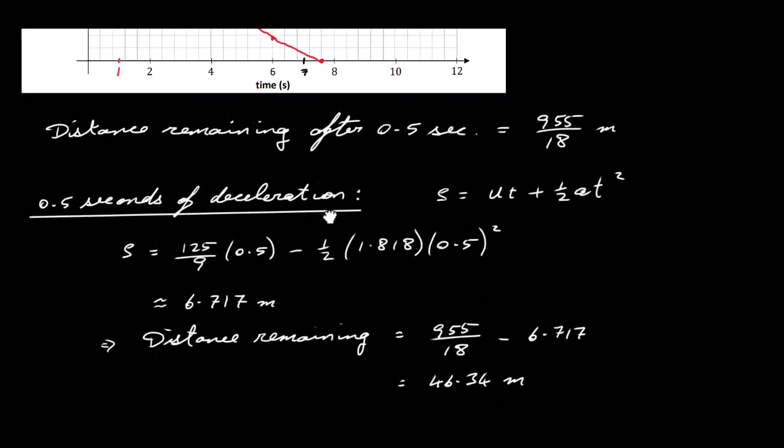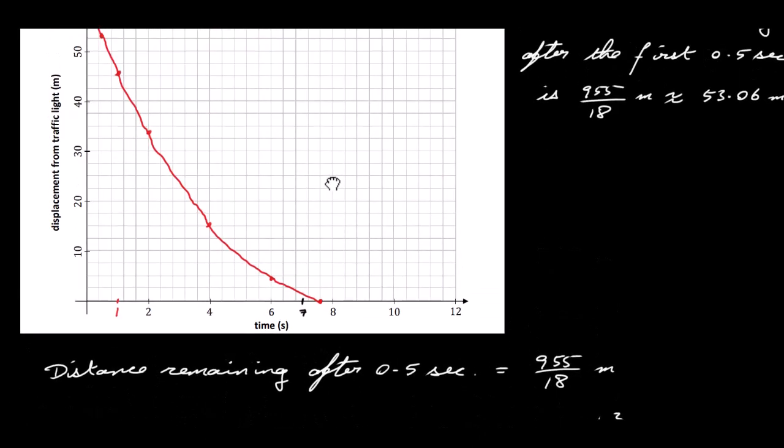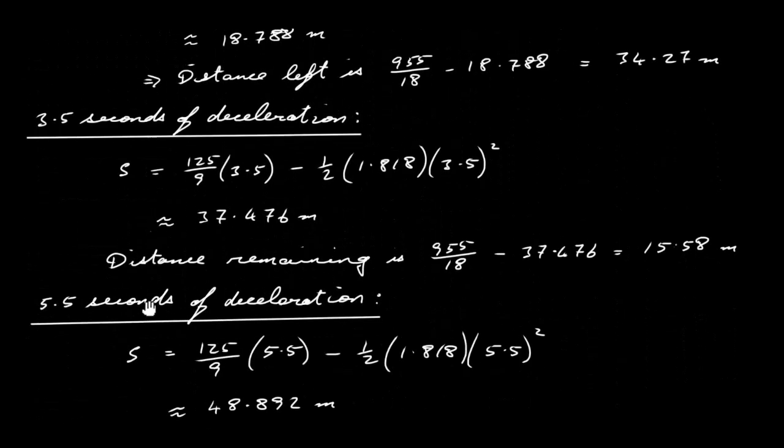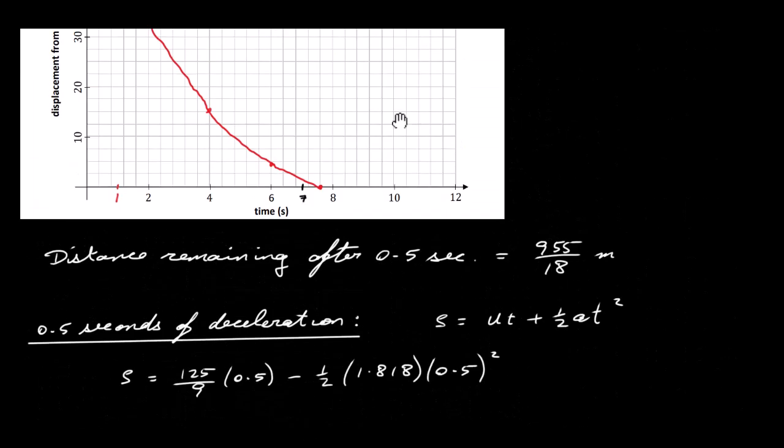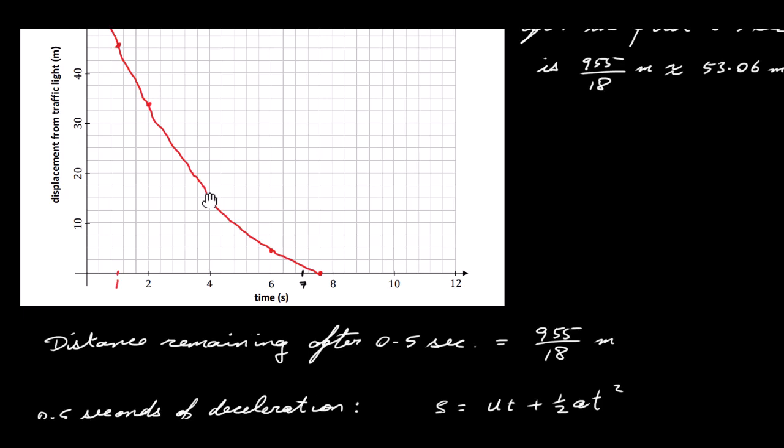So again, if we come back up here, we have that distance plotted here, or that displacement plotted here, after 2 seconds in total. Let's look at the next one. I've got 3.5 seconds of deceleration. So you just stick 3.5 into the formula here, and you get a distance traveled during deceleration of 37.476 meters. So the distance remaining subtracted from the total distance, and you get 15.58 meters. So that would be this point here after 4 seconds in total.